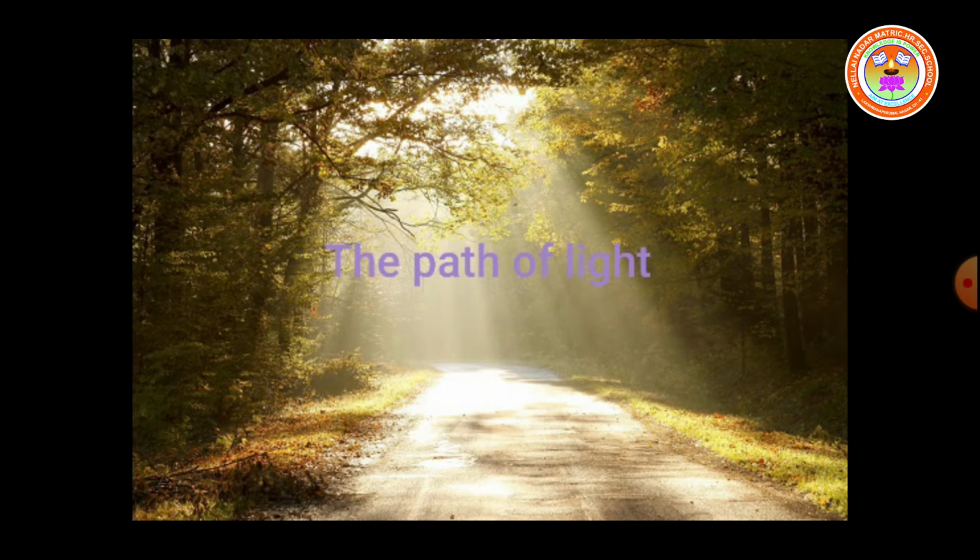The path of light. Light travels in a straight line. It cannot bend its path itself. This is called the rectilinear propagation of light. This is one of the most important properties of light. So what is the rectilinear propagation of light? Did you understand, students? Light travels in a straight line. It cannot bend its path itself. This is called the rectilinear propagation of light.